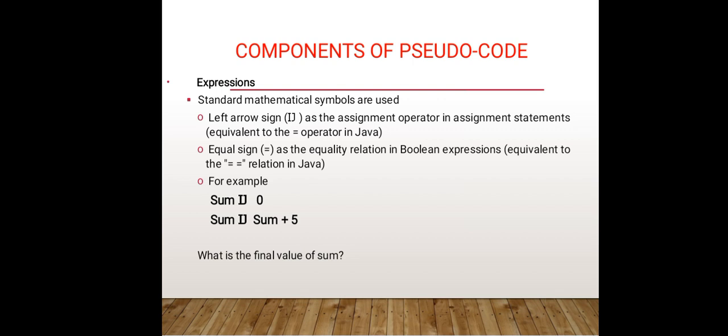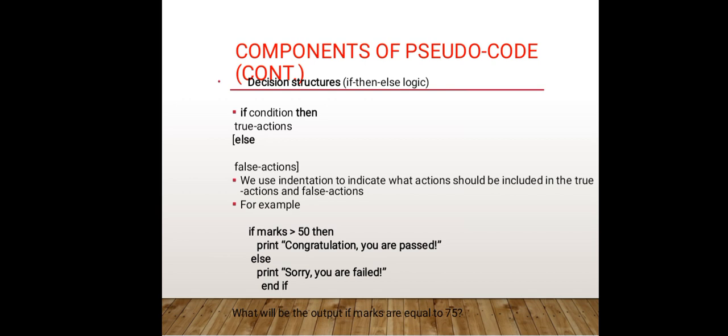Or for example, we can use sum left arrow 0, or sum left arrow sum plus 5. What is the final value of the sum? So in here, these are just some of the codes that we use in computer programming. Then components of pseudocodes, continuation.